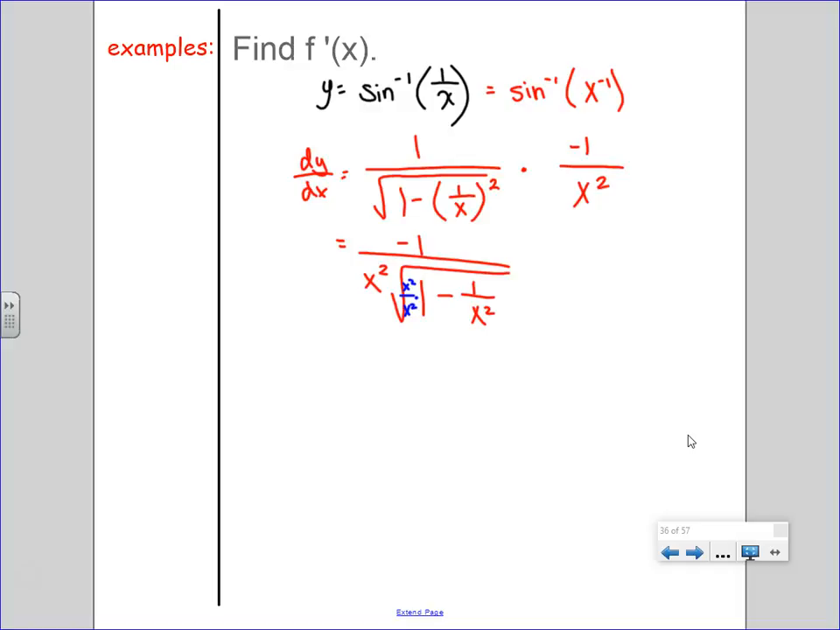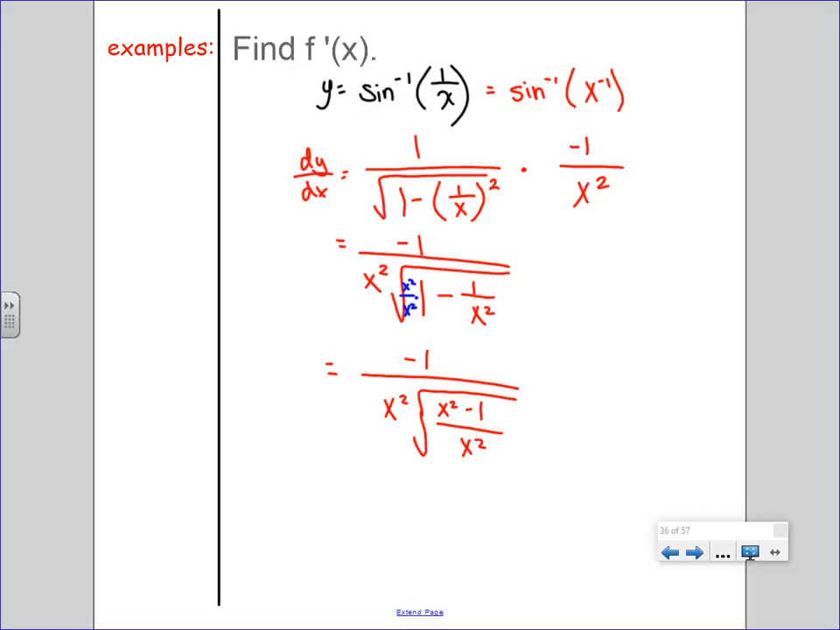Then I can say this is the same thing as negative 1 over x squared square root of x squared minus 1 over x squared. It's one big square root. Why was that allowed? Because I got a common denominator, so I could put these fractions together. Remember, a few of you make this common algebraic mistake. When you combine fractions with common denominators, the denominator stays the same.